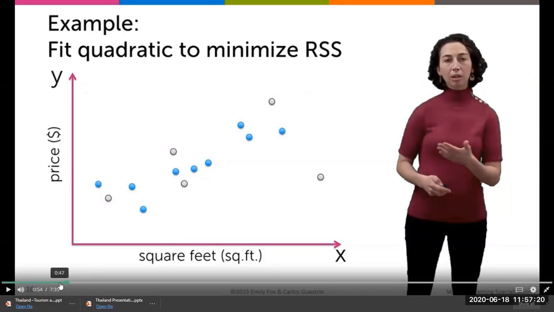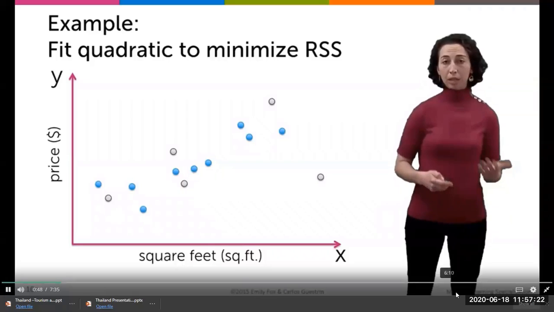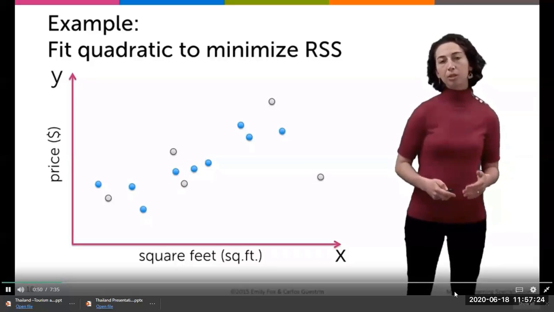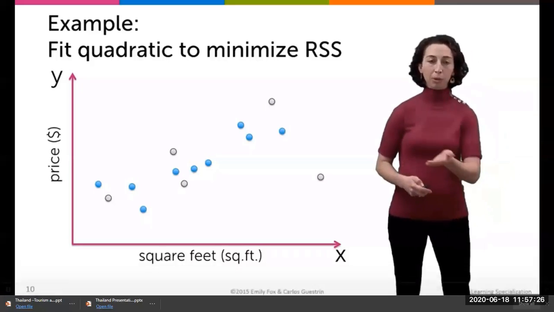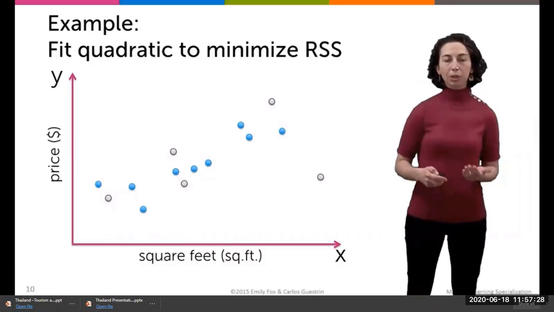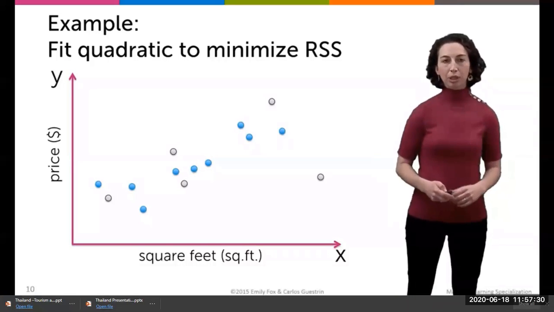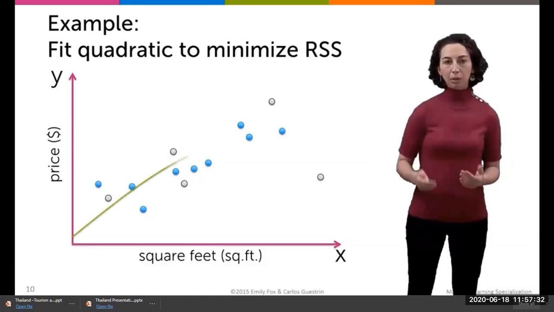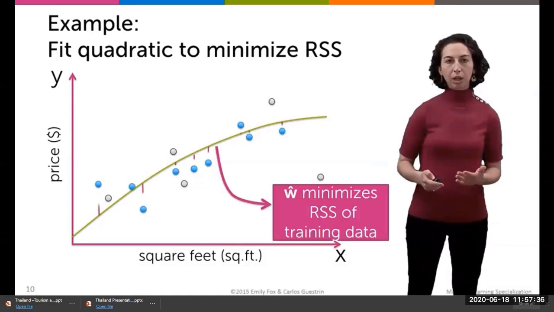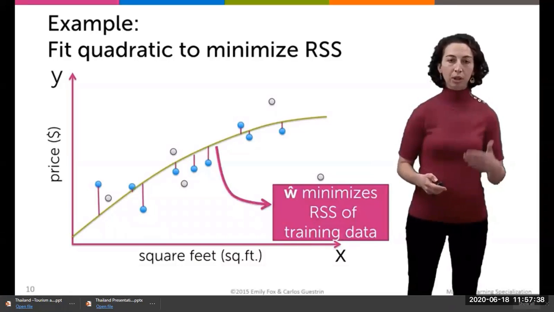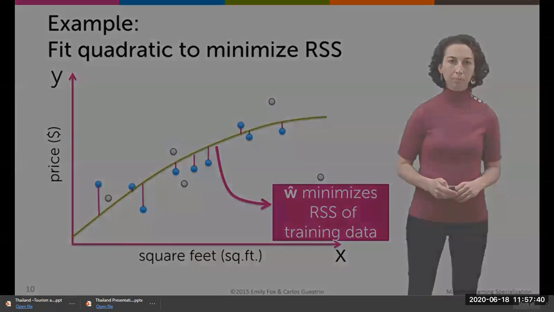So let's keep going. To estimate our model parameters, just as an example, with this data set here, maybe we choose to fit some quadratic function to the data. And like we've talked about, in order to fit this quadratic function, we're going to minimize the residual sum of squares on these training data points. It's the same thing we were talking about.